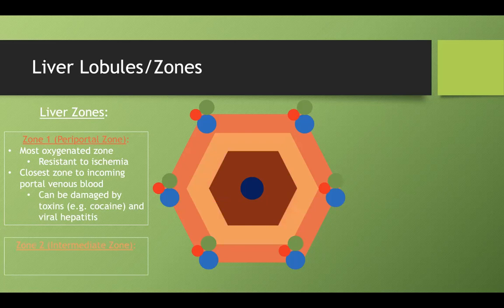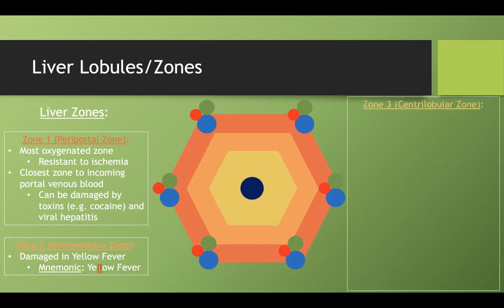I've heard a lot of not question banks, but I've seen a lot of resources that always mention that it gets damaged in yellow fever, and then they have this mnemonic where the two L's in yellow is like zone 2, essentially. I've never been tested on this, and I don't remember seeing any question bank even practice questions on this, but something to keep in mind.